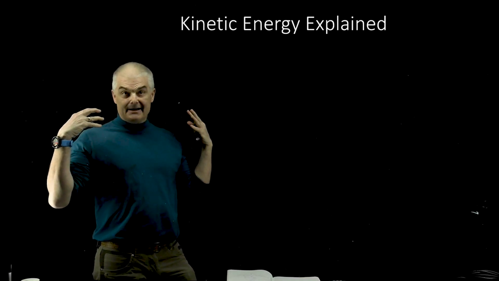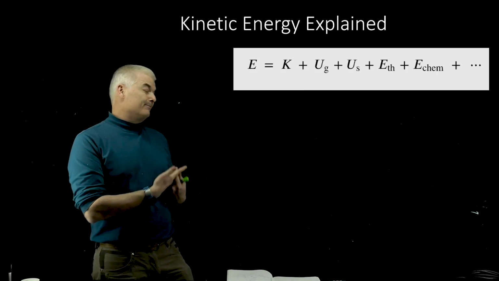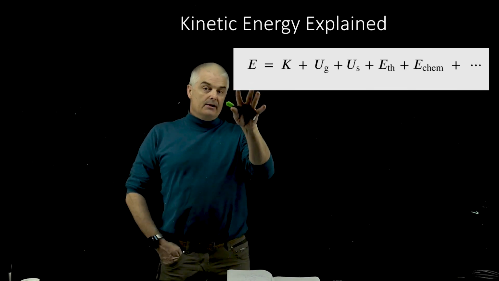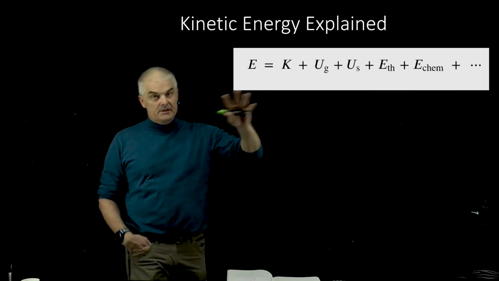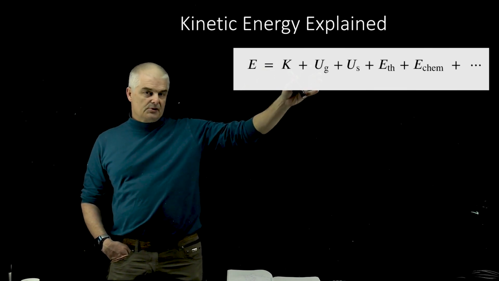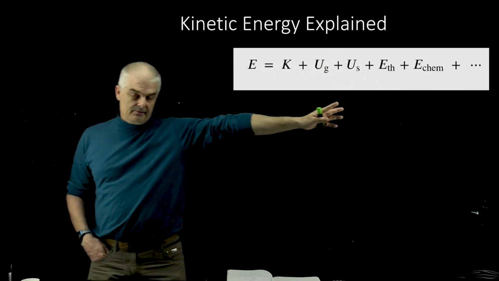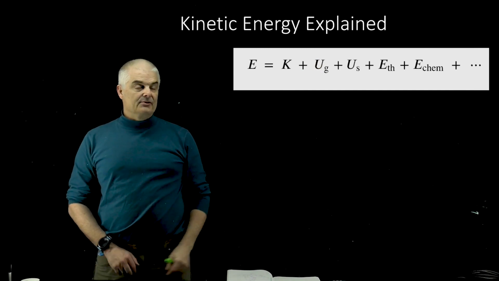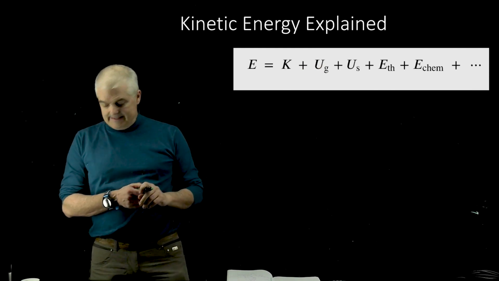Today we want to talk about kinetic energy. That's the energy of motion. If you recall, we've been having a conversation about energy. All of energy is the sum of all the types of energy. The energy of a system would be K, kinetic energy, plus gravitational energy, spring energy, thermal energy, chemical energy, nuclear energy, et cetera. But today we want to focus on kinetic energy. Let's talk about what it is.